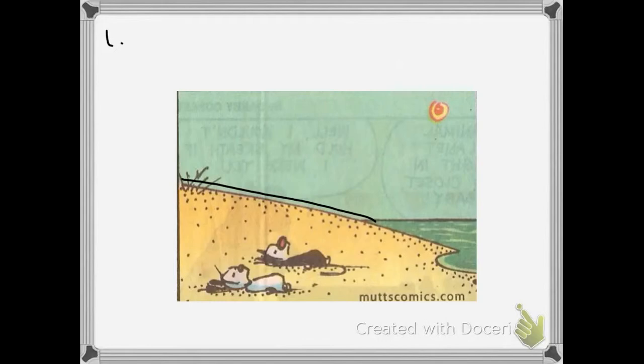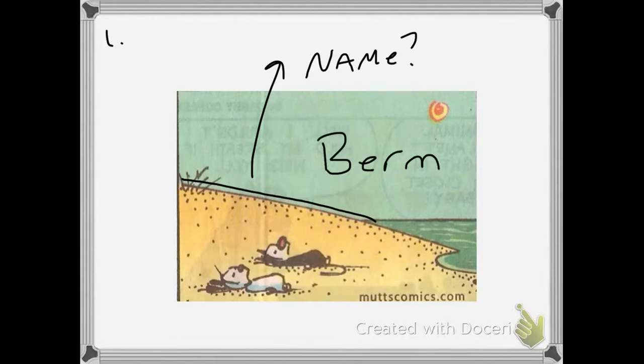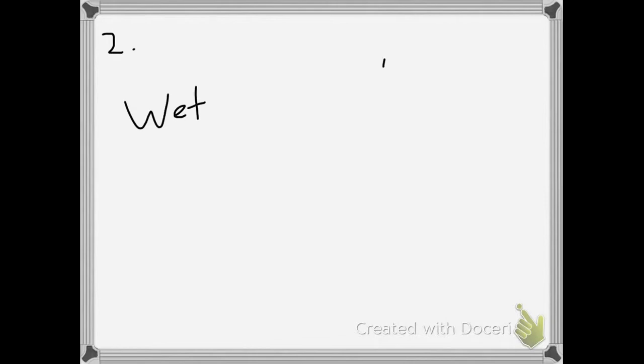So in this nice cartoonish picture, we have a part of the beach, which is a steeper part of the beach. So can you name this part of the beach? Okay, this is a berm. That is a berm.